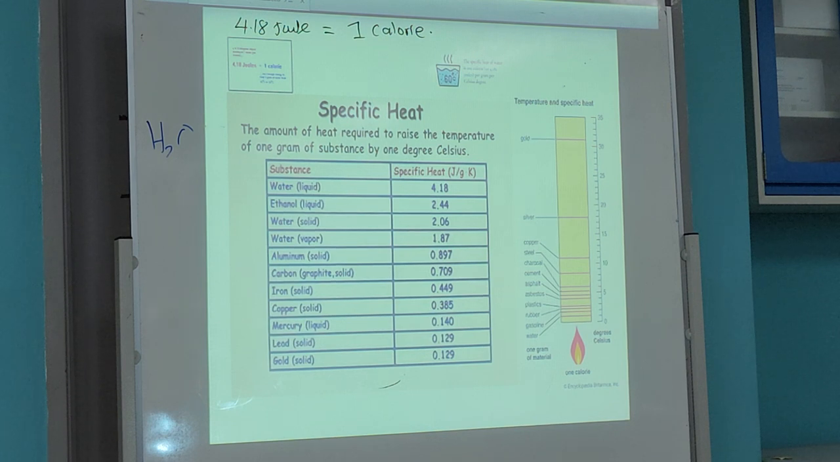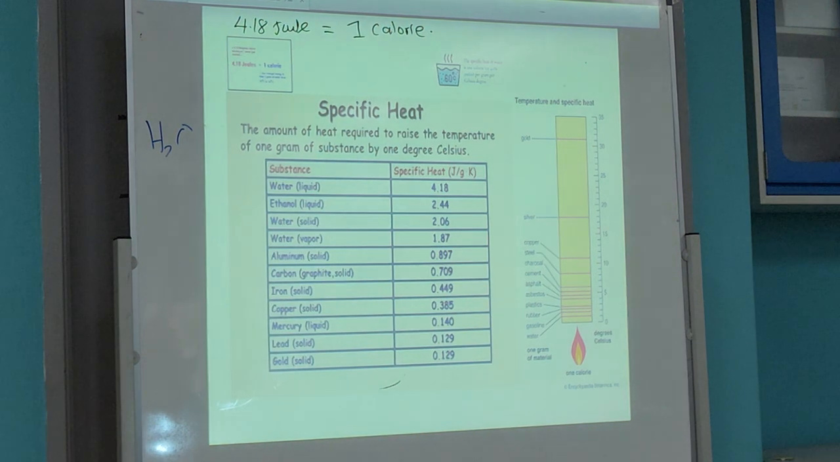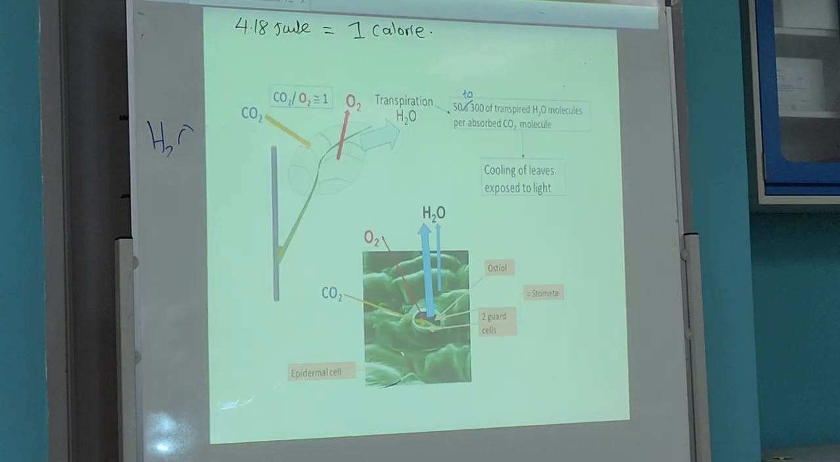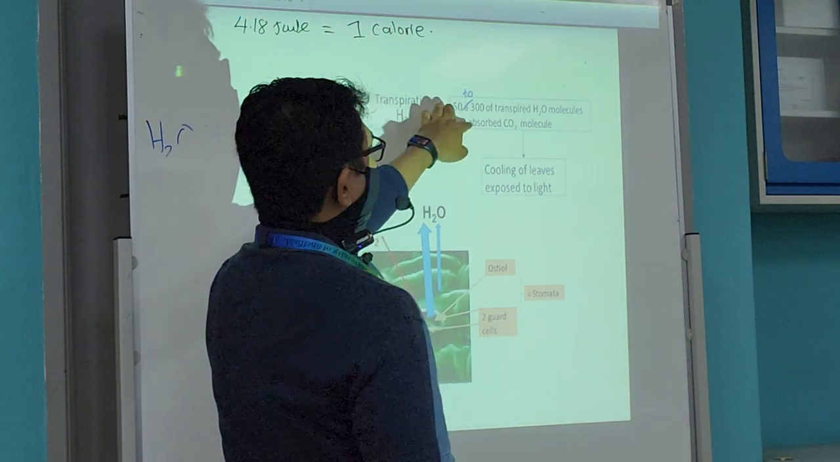Imagine in the plant, instead of having water, it's got ethanol. And then you put the plant under the sun to photosynthesize. What happened to the plant? It'll burst into flames. Yeah, because the water is not stable. Nothing can happen, right? Okay, so that's bringing to the point of transpiration. There's a slight mistake here, okay? You can correct this. It's two.